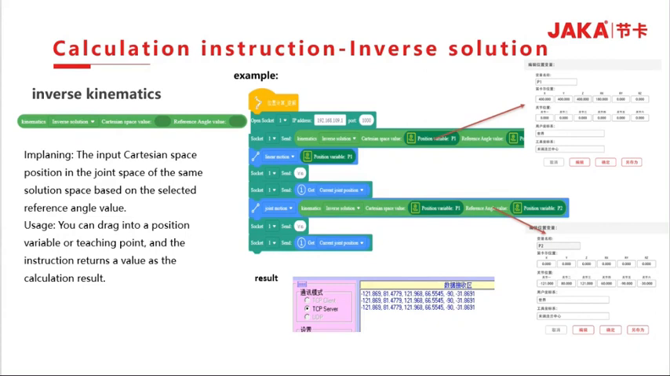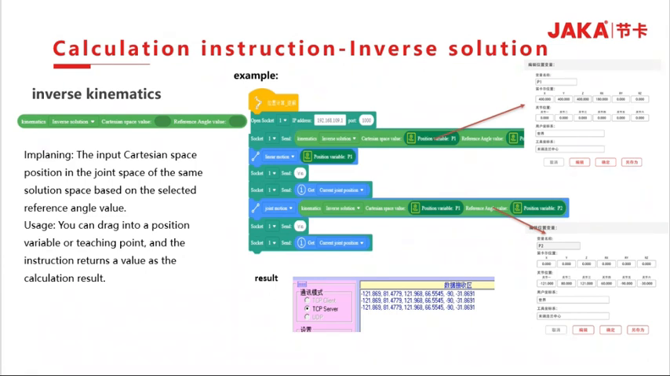Kinematic inverse solution instruction. It calculates the input Cartesian space position according to the selected reference angle value and the joint space coordinate corresponding to each other in the same solution space. We manually enter the Cartesian space position in P1 and manually enter the joint space position in P2, which is the position of our reference point.